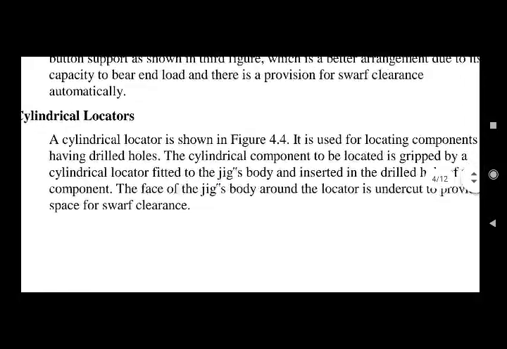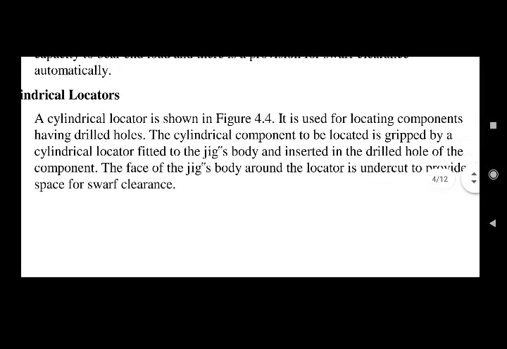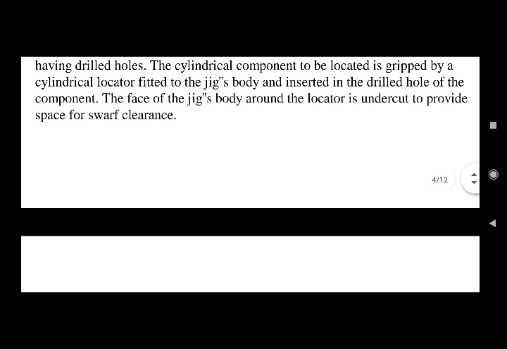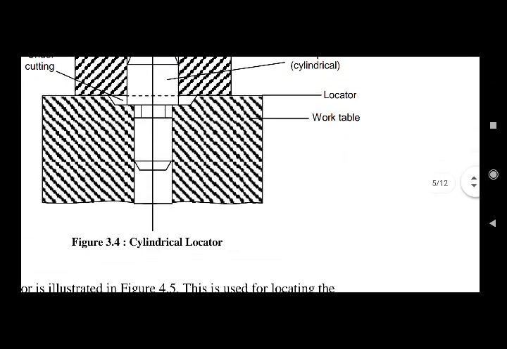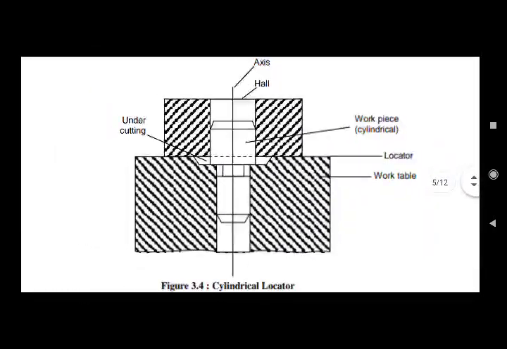A cylindrical locator is used for locating components having a drilled hole. The cylindrical component to be located is gripped by a cylindrical locator fitted to the jig's body and inserted in the drilled hole of the component. The face of the jig's body around the locator is undercut to provide space for swarf clearance. That means from this position the extra swarf that is generated will be cleared over here.